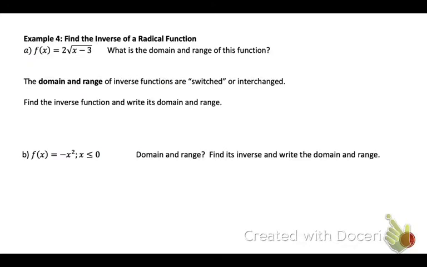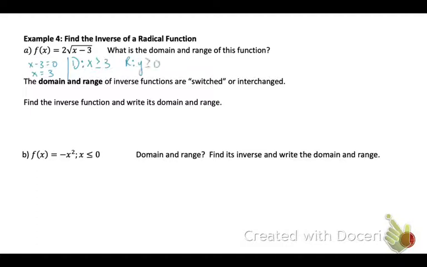Example 4. So we're just finding inverses of all different kinds of functions. Now we're looking at this radical function. So it's a square root function. What's the domain and range of this? Well, look, it's a square root, so it will have a limited domain so that we would get real number outputs. So we need to stop the domain when what's underneath the square root is 0. So that means all our numbers that are greater than or equal to 3 will work for the domain.